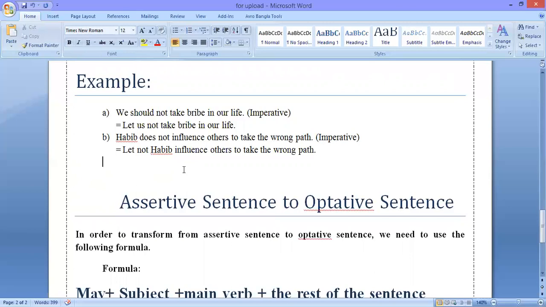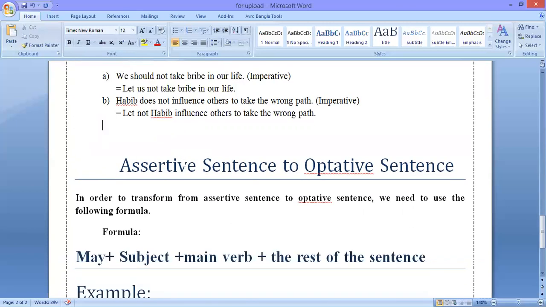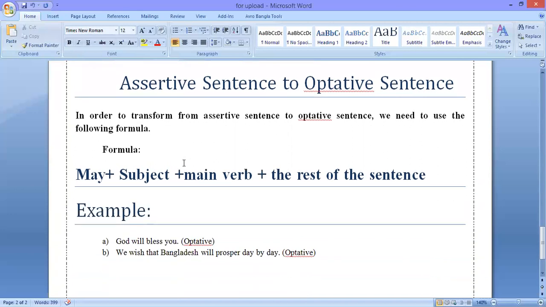Now we would like to move to the second format, that is how we can change an assertive sentence to an optative sentence. This is a very easy rule and I think you can easily understand that. So if you want to make an assertive sentence into an optative sentence, at that time we shall have to bring may at the beginning of the sentence.